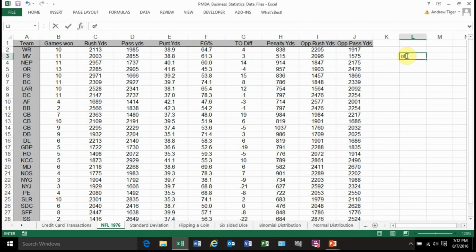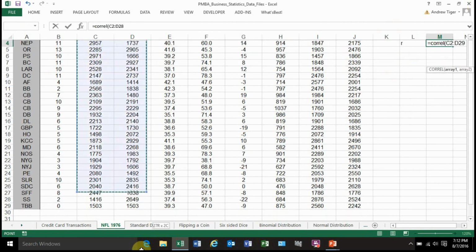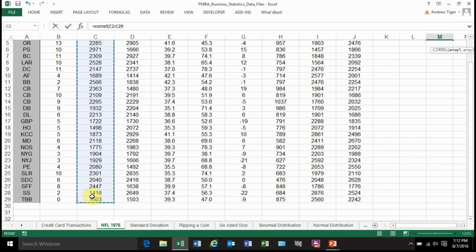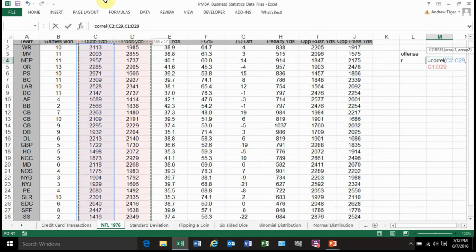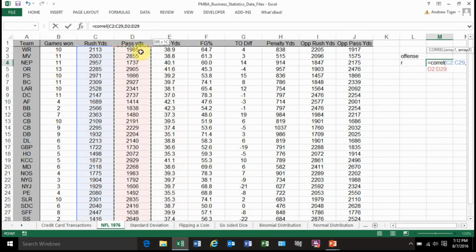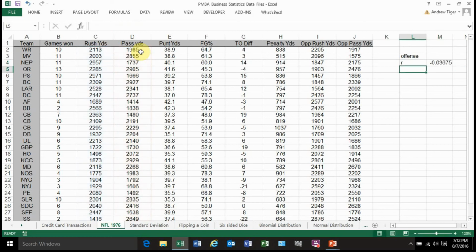Here are the offensive stats. So we're going to calculate R. There's the formula, CORREL, and I'm going to grab this data. The order doesn't make any difference, since we're not worried about cause and effect. I grabbed column C and then column D, but I could just as easily have grabbed D before C. It does not make any difference. And let's look at this.